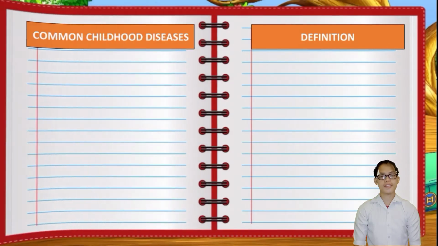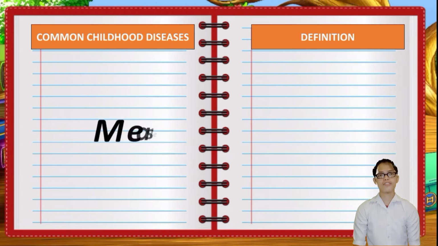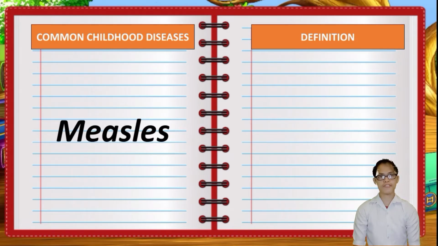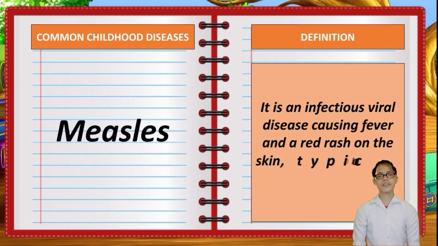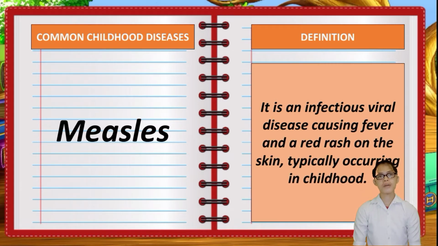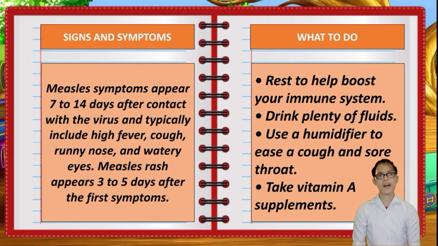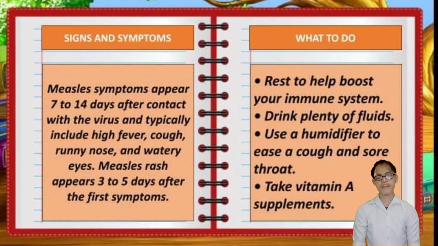Third in our list is measles. It is an infectious viral disease causing fever and a red rash on the skin, typically occurring in childhood. Some symptoms of measles appear 7 to 14 days after contact with the virus, which include high fever, cough, runny nose, and watery eyes. Measles rash appears 3 to 5 days after the first symptoms.